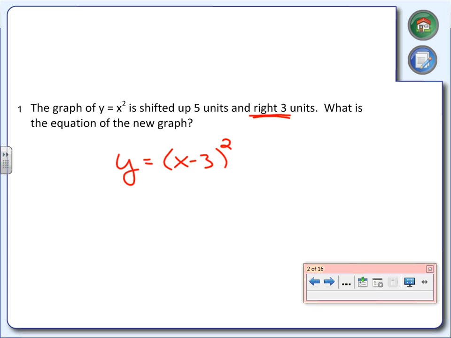The 5, we want to move up 5 units. So do I add or subtract 5 from this function here? You add 5. So the equation I'm looking for is y equals (x minus 3) squared plus 5. That's what I want to see on the test. Like I said, it will be multiple choice tomorrow, so you'll have some choices to look at.